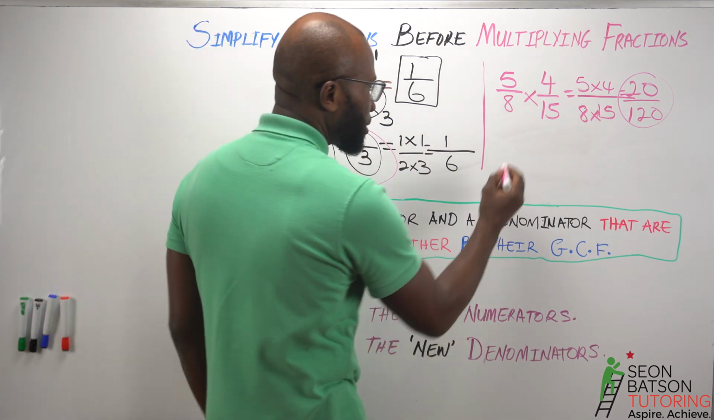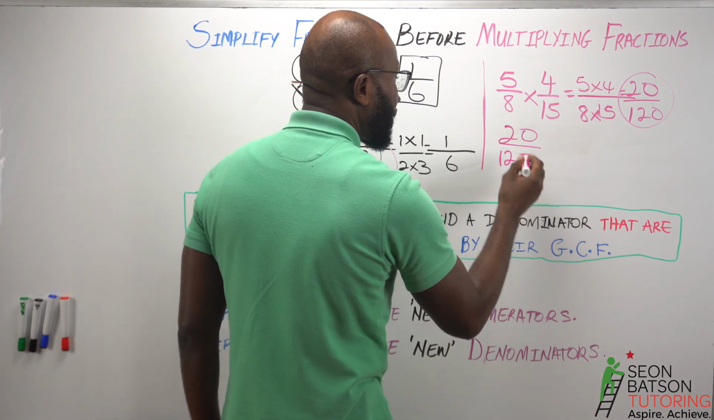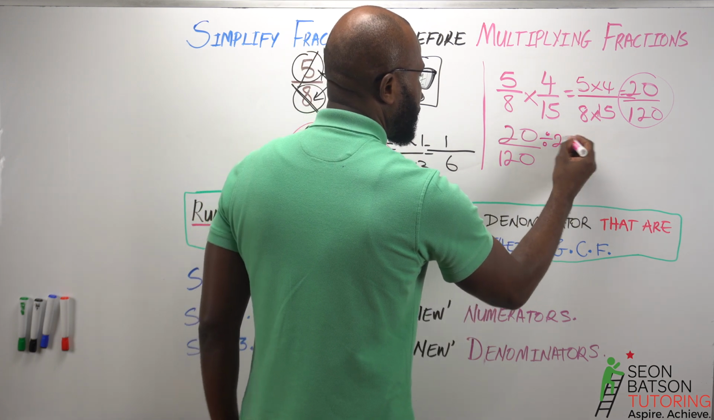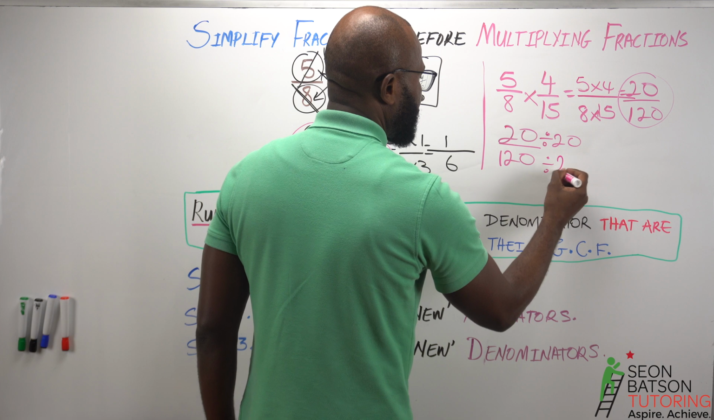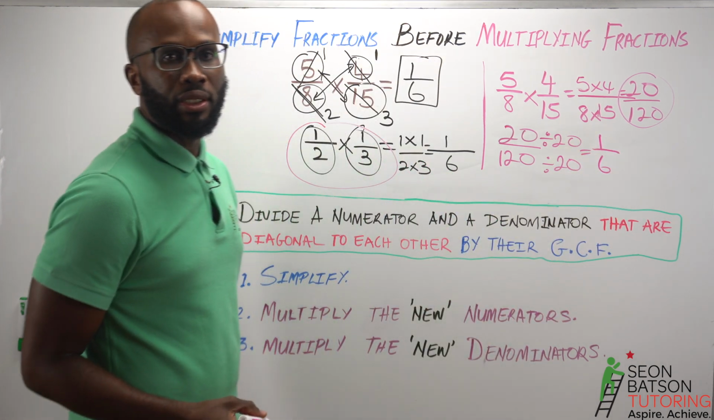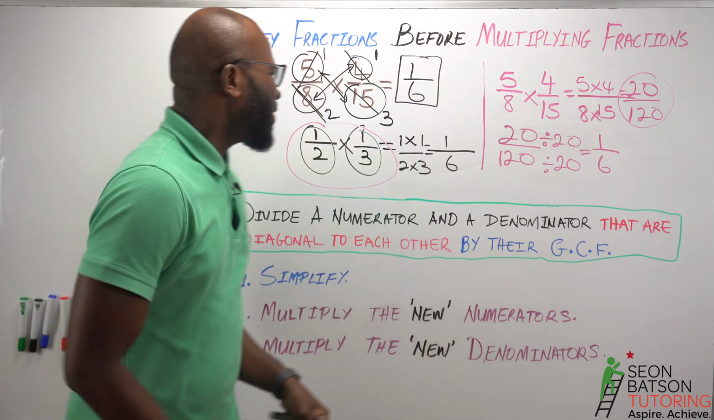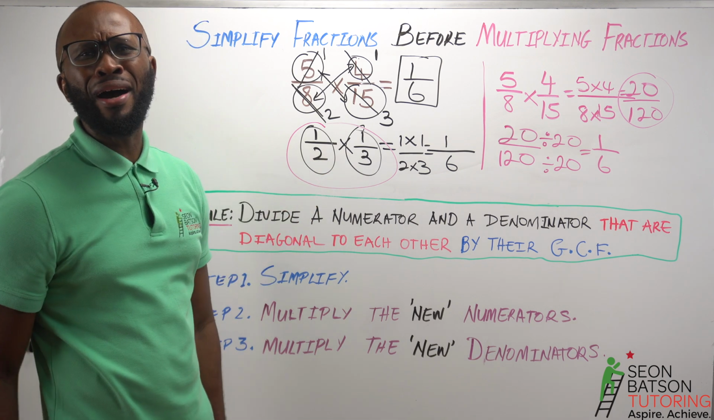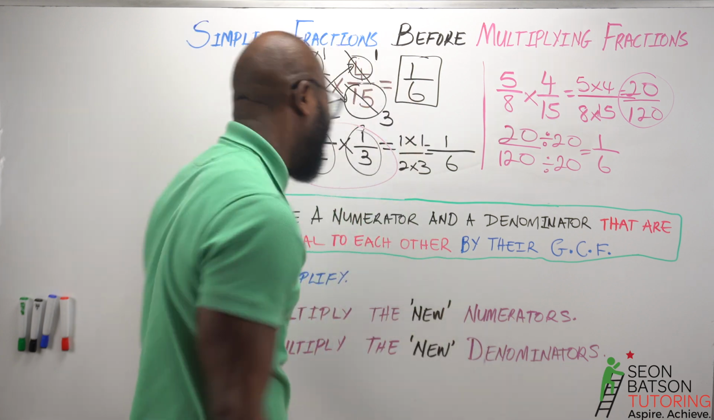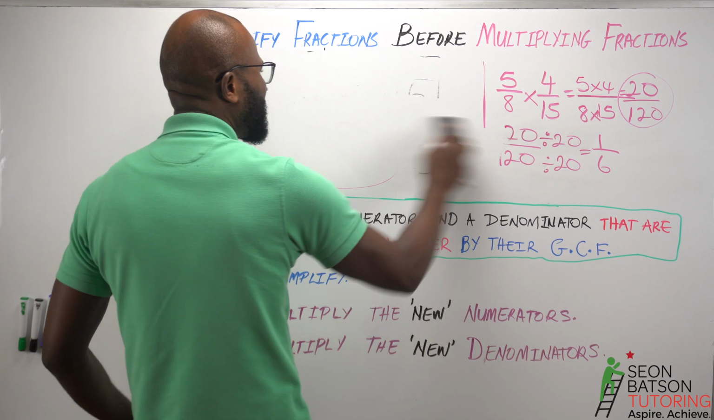Of course, if we were to write 20 over 120 in the simplest form, we will divide both the numerator and the denominator by 20, and we will still get 1 over 6, or 1/6, yes? But why work with this monster when you can work with these babies? Come on! How are you feeling? Simplify before you multiply. Come on! Ooh, I am pumped up today. I hope you guys can feel my energy.